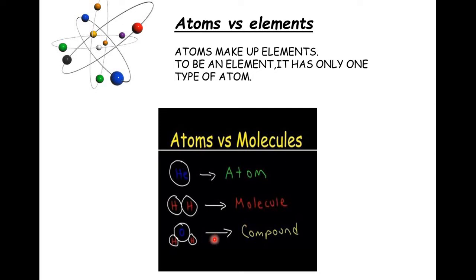In the third example, it is H2O, which is a compound. Why is it a compound? It is a compound because it is a combination of two elements, hydrogen and oxygen. When two elements combine, it makes a compound.